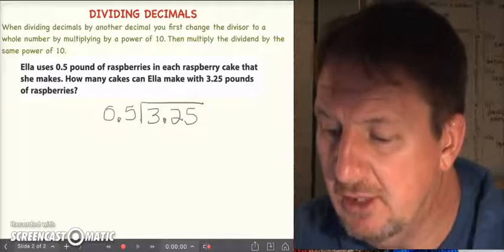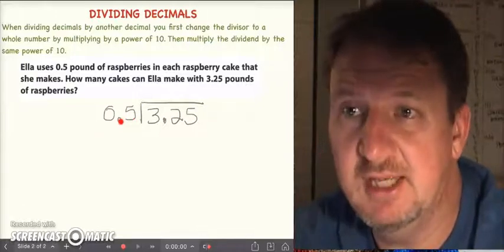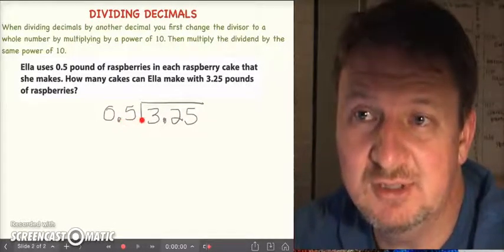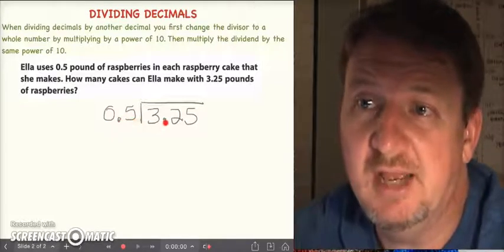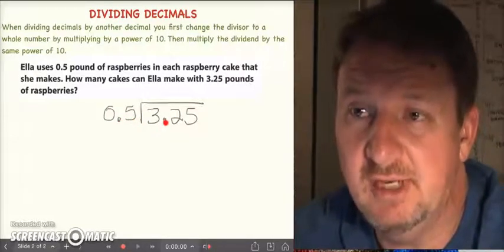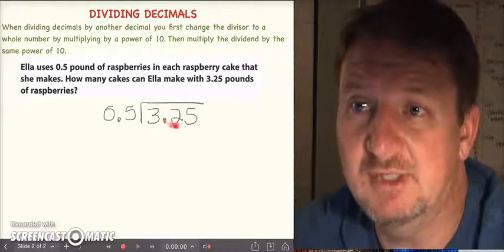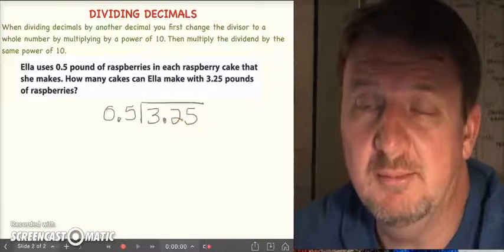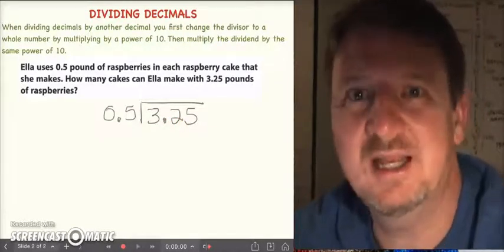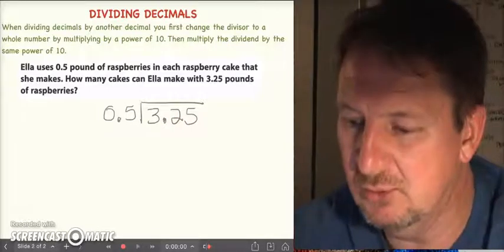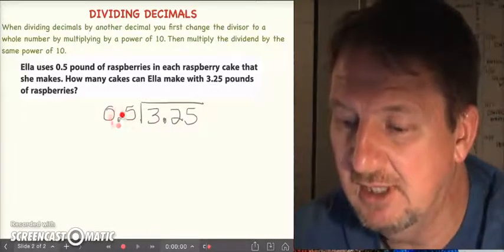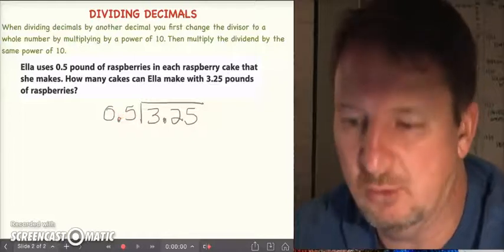So all I have to do here is just multiply by a power of 10, which is, in this case, 10, because I only want to move it one place. But I have to do the same thing to the dividend. I've got to multiply that by a power of 10, so that decimal moves one place to the right. You've got to remember, this is kind of like a fraction. We're doing the same thing to the top of the fraction that we're doing to the bottom of the fraction. We've got to keep it equivalent.